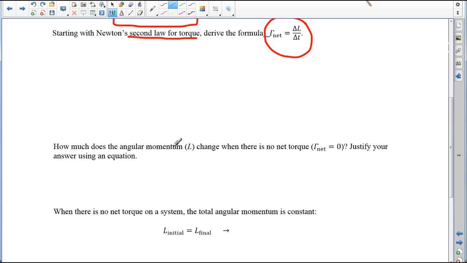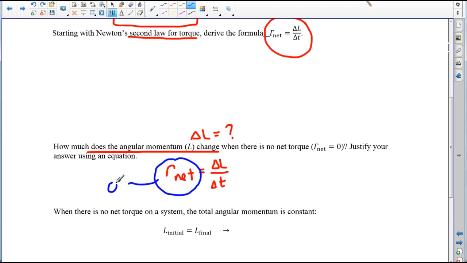Now, down here, how much does the angular momentum change? What is the change? Delta L equals, when there is no net torque. Well, using the statement that you just proved, if this is 0, if there is no force pushing at some distance r, if there is no torque, then what's the change in momentum? That's going to be 0 too, just mathematically speaking.